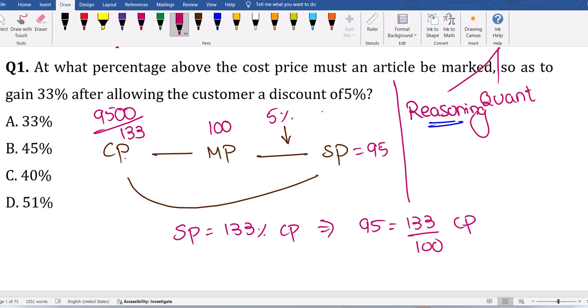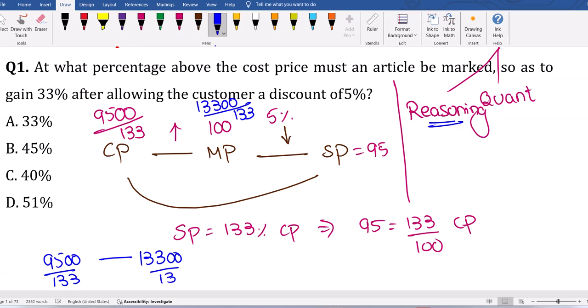Now see the cost price, and here the marked price. How much increase happens? Definitely every shopkeeper, before giving a discount, has to increase the price, otherwise they don't get profit. This is what they purchased, this is what they are selling. Multiply this 100 with 133 in numerator and denominator, then this is 13,300 divided by 133. Now you can observe there is an increase: 9,500 becomes 13,300, divided by 133. Cost price is increased to get the marked price.